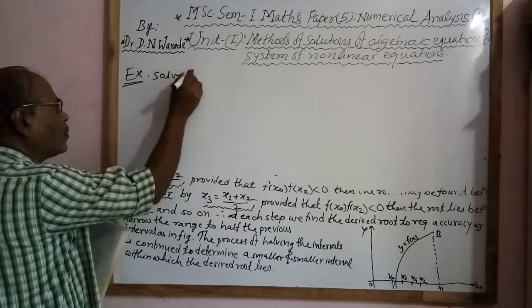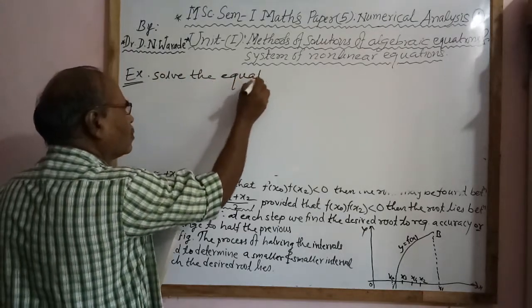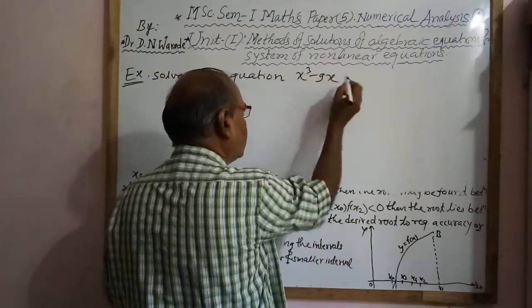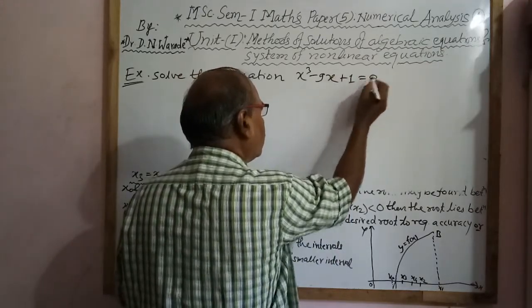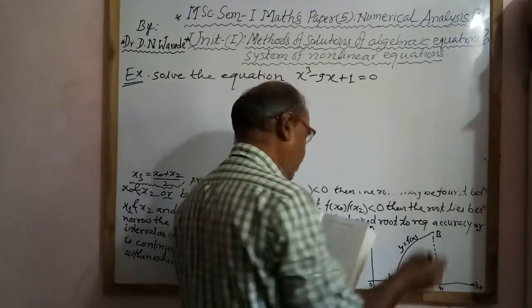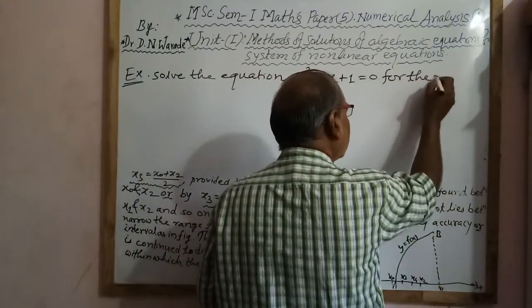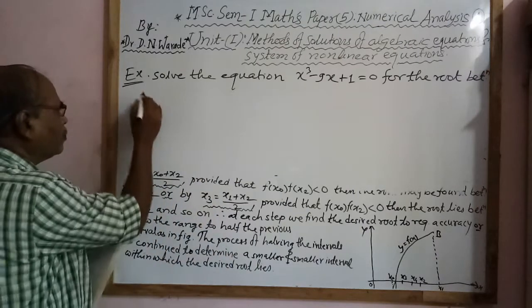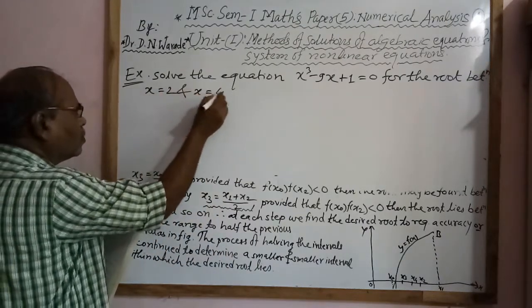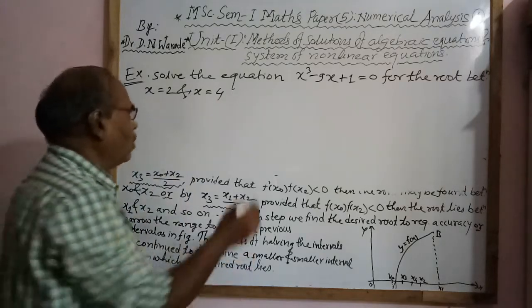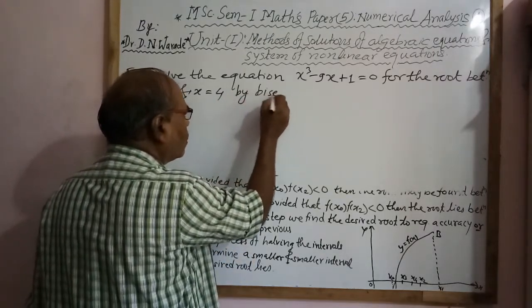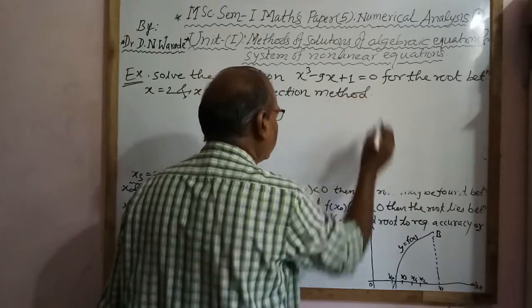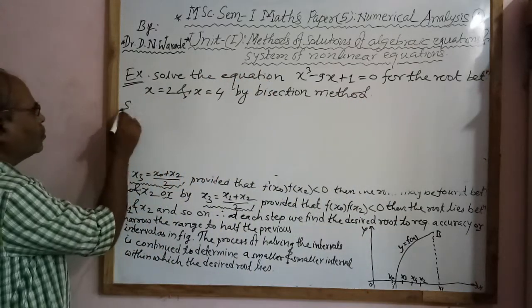Example: solve the equation x cube minus 9x plus 1 equal to 0 for the root between x equal to 2 and x equal to 4 by the bisection method. Solution.